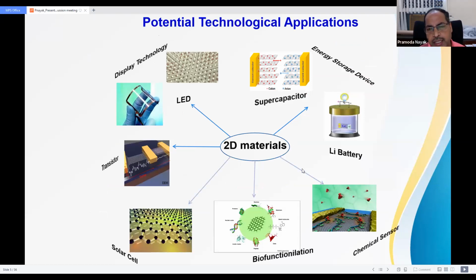And there is huge application potential for this material. Here I have listed a few. As it is a monolayer, you can use it in display technology. As it is a single-layer material, you can avoid out-of-plane scattering, so you can have high mobility. You can use it as the channel material for field effect transistors. If you make a heterostructure, the charge transfer is very high, so you can use it in solar cells. Due to the high surface area and high conductivity, you can use it for electrodes of supercapacitors and lithium-ion batteries. You can also use it for chemical sensors, or for biofunctionalization, where you put some biomolecules and do sensing. And there are lots more applications I have not listed here.